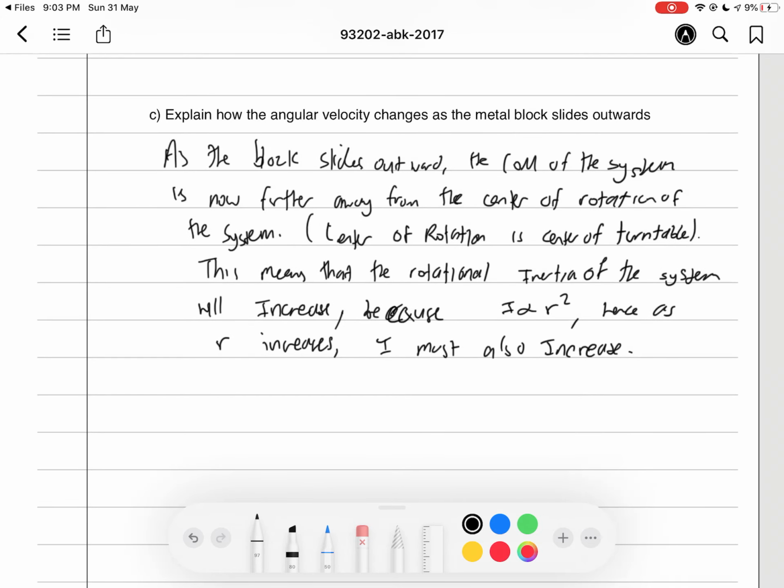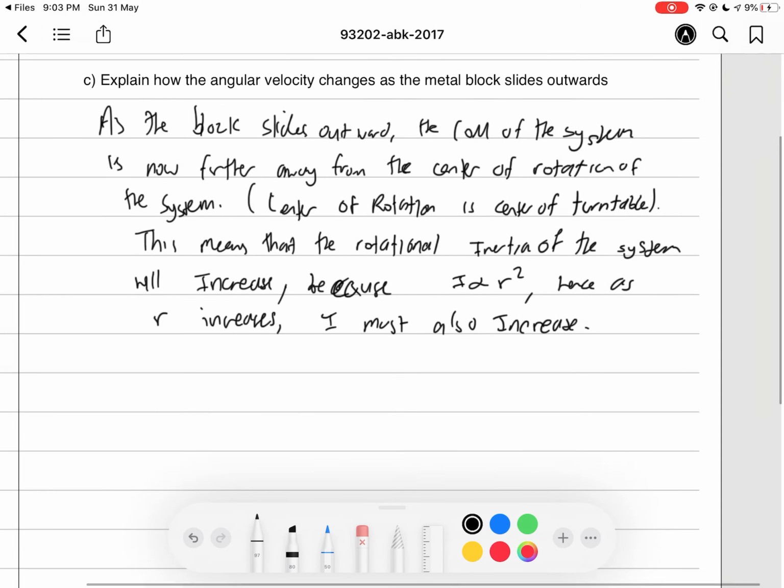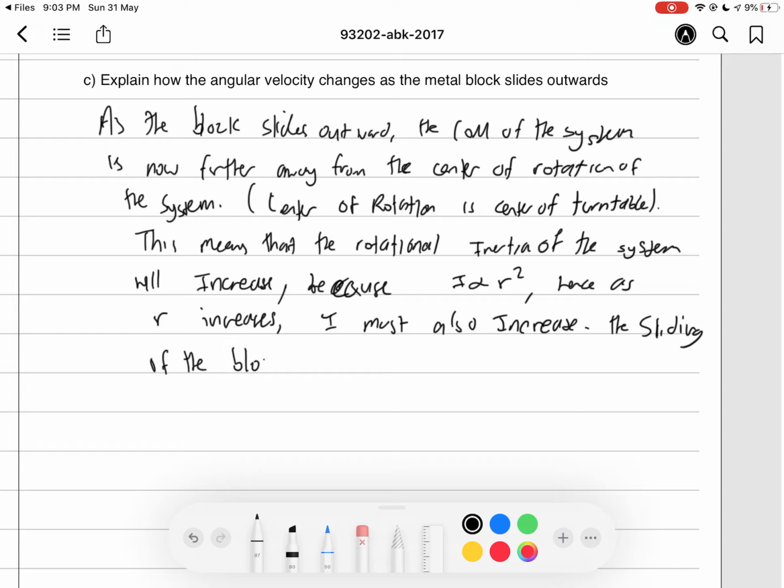Alright, so now we can say that the extreme edge, so now we can link this to the angular velocity of the system. First we link it to, because the angular momentum is not changing, so we can say the sliding of the block causes no external torques on the system.